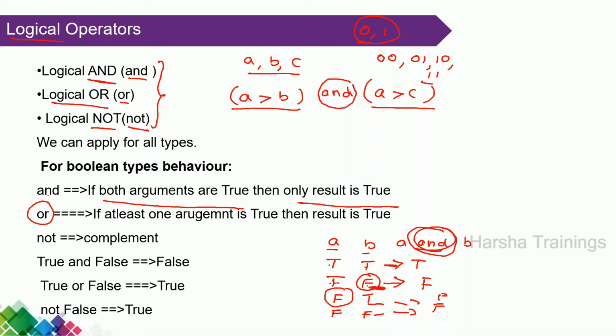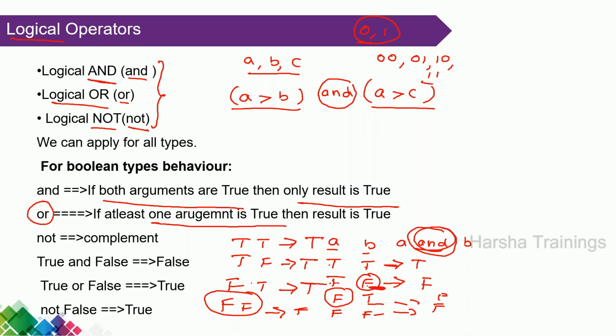Next, the OR operation. In the OR operation, if at least one argument is true, the answer is true. True and true, the answer is true. True and false, true. False and true, true. False and false, false. This is the only false condition. It is exactly the reverse: in AND, if both are true the answer is true, and in the remaining cases it is false. In OR, the answer is false only if both arguments are false; in the remaining cases it is true.